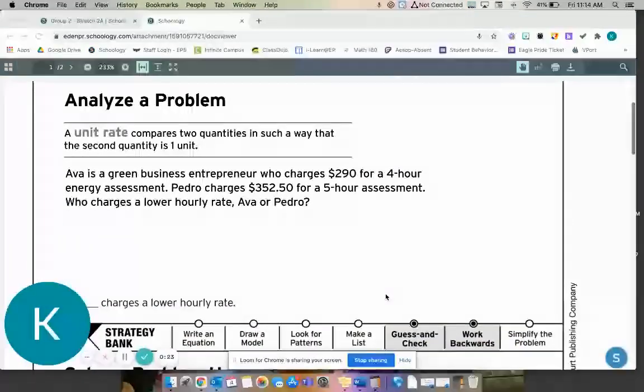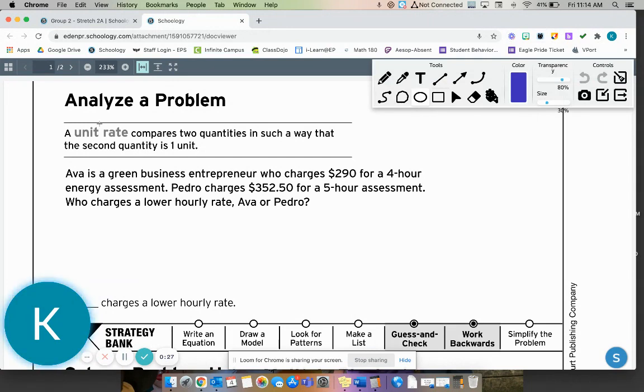Please make sure you copy all of this down onto your paper. Here we go. So what we have, everybody, is a unit rate. Now we have talked about the word unit meaning the number 1. So we know a unit rate is the number 1. It compares two quantities so that the second quantity is 1 unit. Let's go ahead and start working on the first problem.